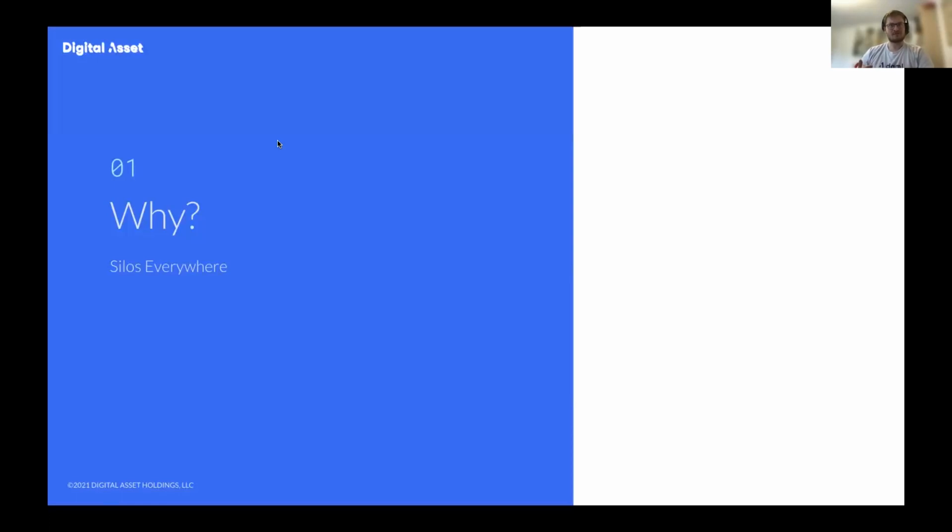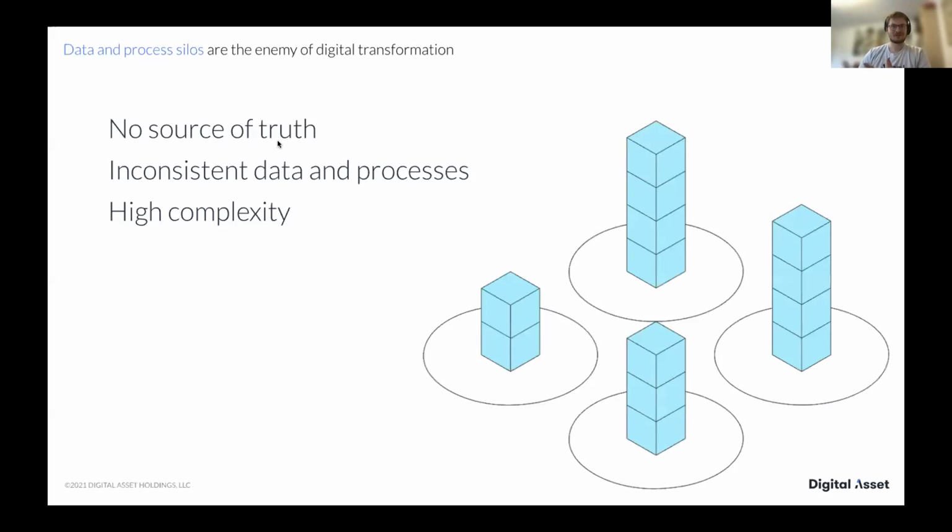Starting with the why, it really boils down to silos, data and process silos, which are everywhere, and how they impact digital transformation. Now, digital transformation is, of course, much more than a technological challenge, but many businesses do face very serious technological challenges in their digital transformation projects. And with Daml, we are solving, I would say, the biggest of those, data and process silos. Because if you think about what you need for a digital business, there are three core concerns that silos are really in the way of.